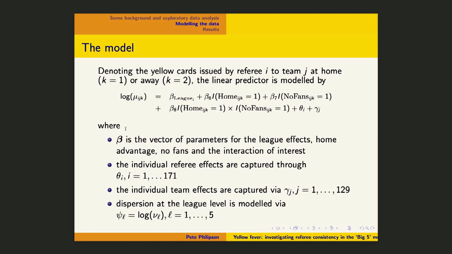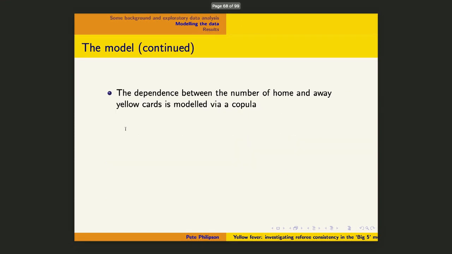Also model dispersion at the league level, so I recognize that there might be more or less variability in a different sort of league. So the way the referees interpret the laws varies across the men's European football leagues. So in England, there's fewer yellow cards given historically than in Spain and Italy, for instance. And because the mean is different, that means the variation might also be different, so I model that separately for each league.